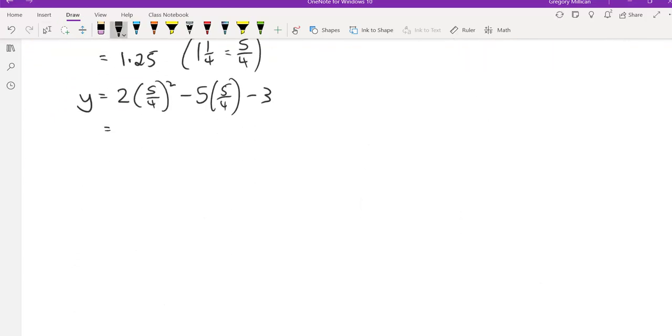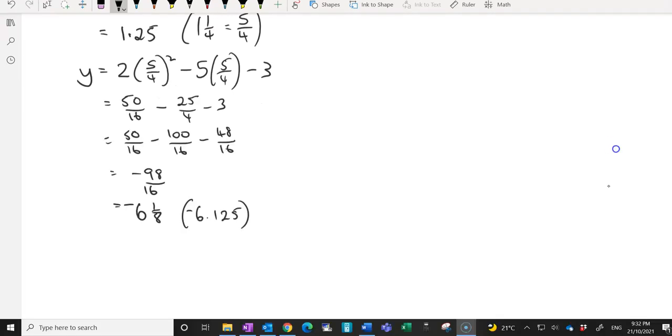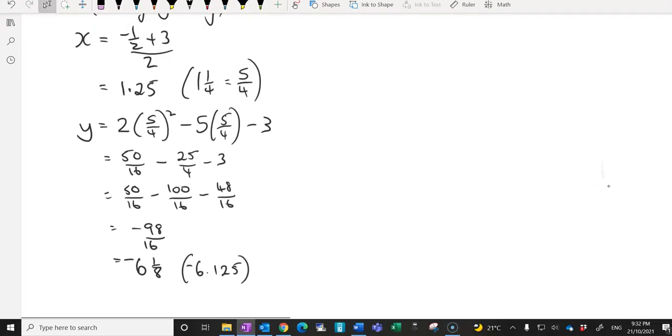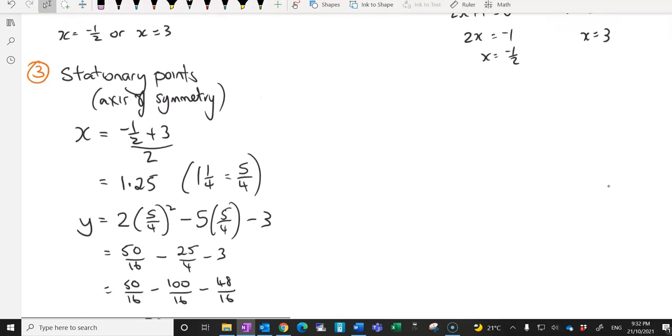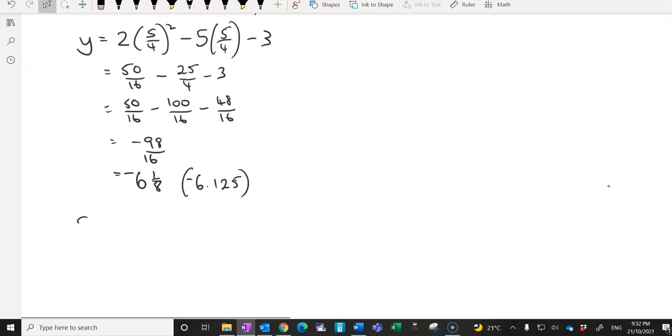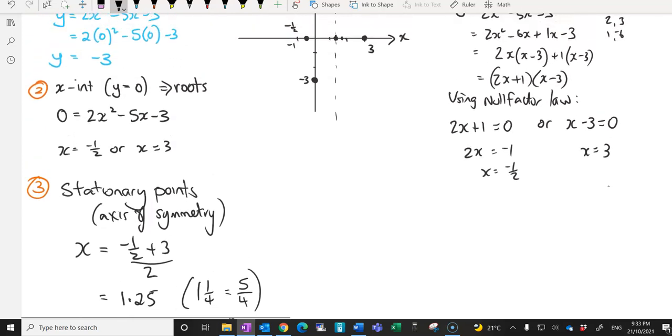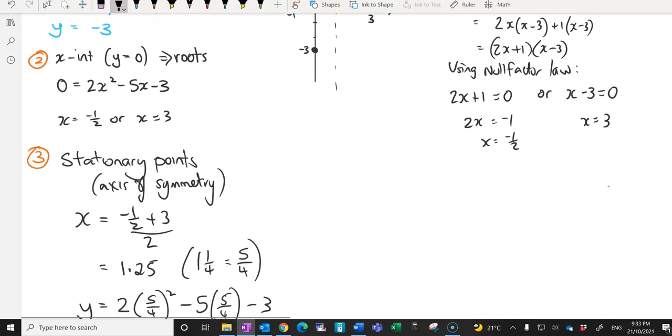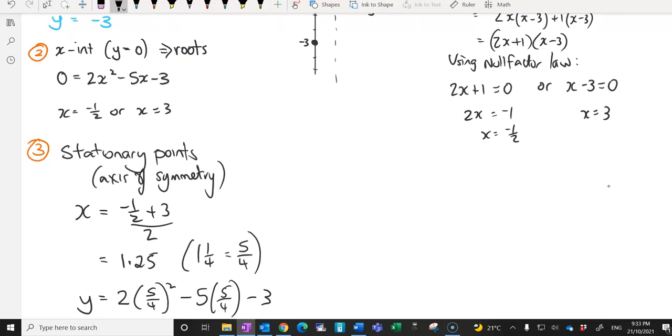So now we're going to work this out. If you've got a calculator, put it in your calculator and get your answer. Whether you use fractions or your calculator, you should get negative 6.125. So my turning point, or my stationary point, has coordinates 1.25, negative 6.125. Okay, they're not very nice numbers, but that doesn't matter. So negative 6.125, there's 3, 4, 5, 6, so it's around about there. So I'm going to label it, 1.25, negative 6.125.